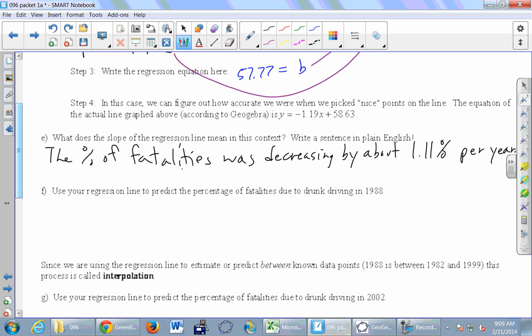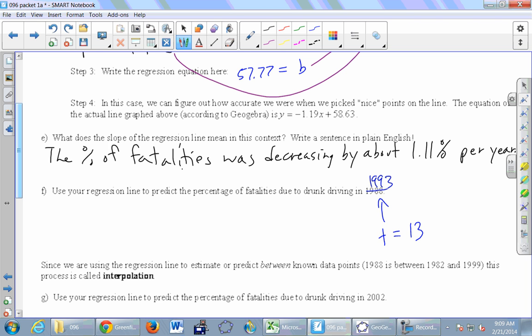Okay, this one says use the regression line to predict the percent fatalities due to drunk driving in 1988. You know what, I want to do one that we estimated before. Which one did we estimate from the graph? 93? Let's do that one instead. What value of t are we talking about for 1993? That's 13.